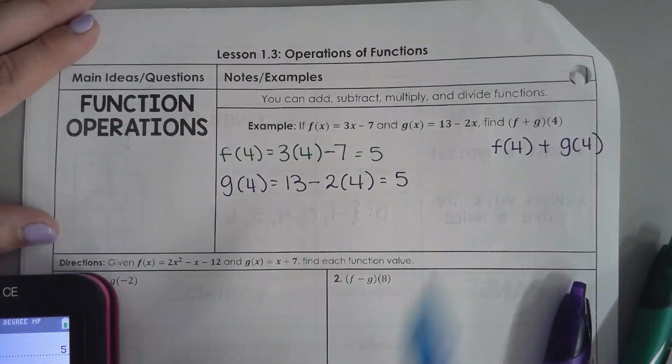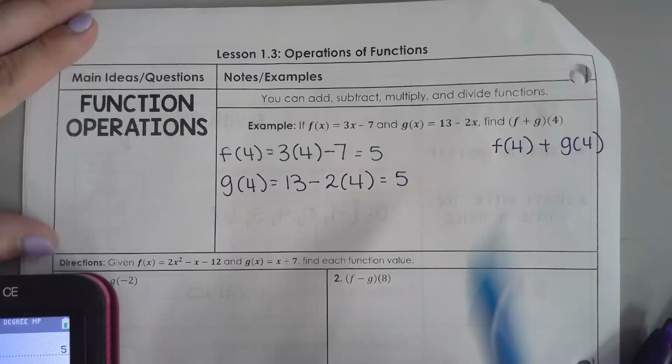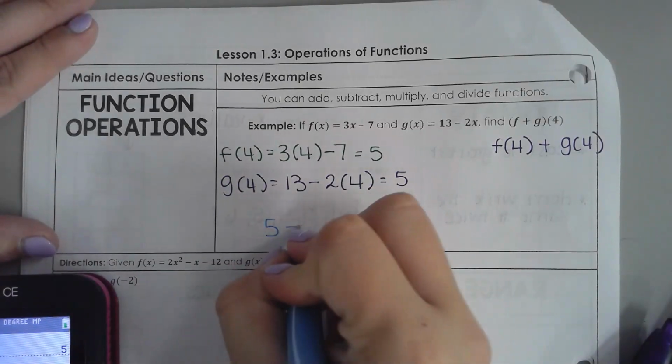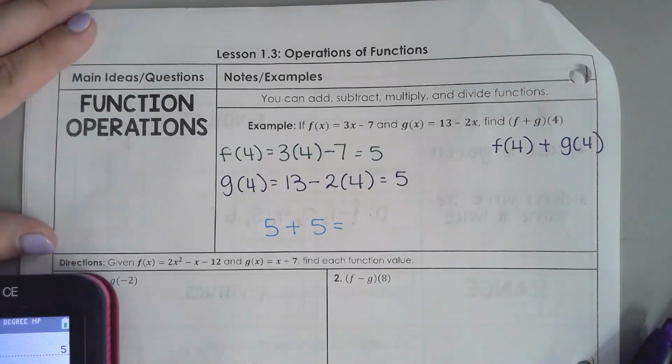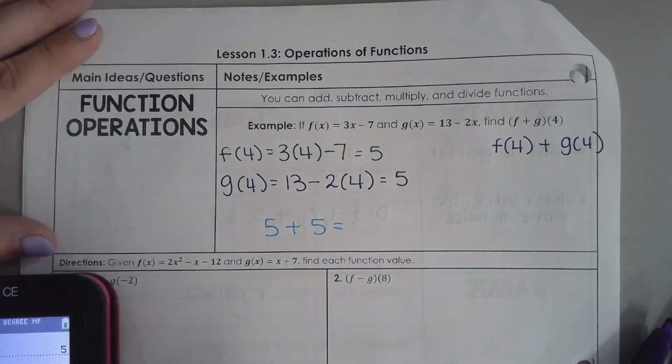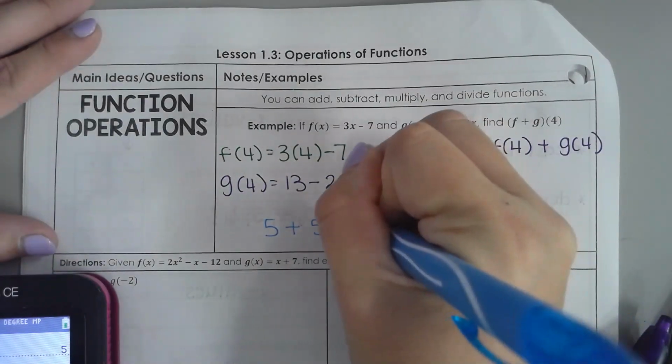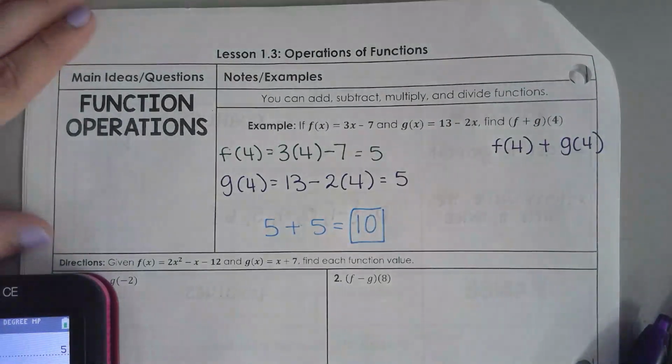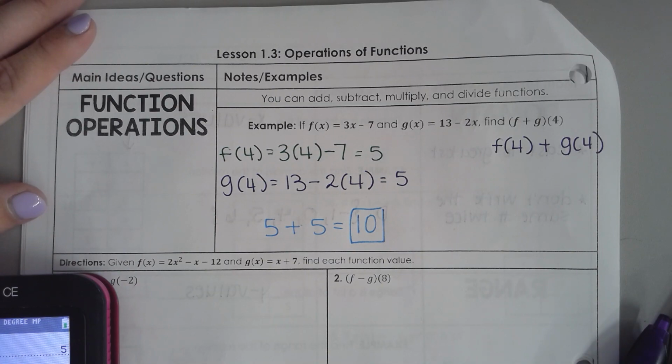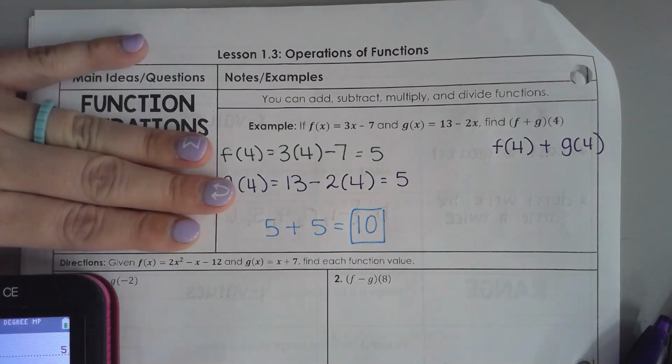And then my problem asks me to add them. So I'll do 5 plus 5, which is what? 10. And 10 is my final answer. So are there any questions?